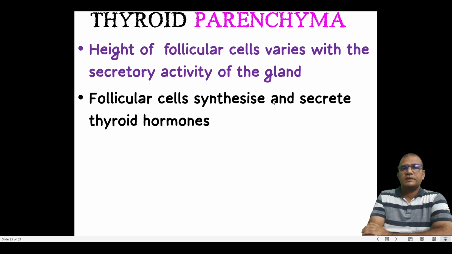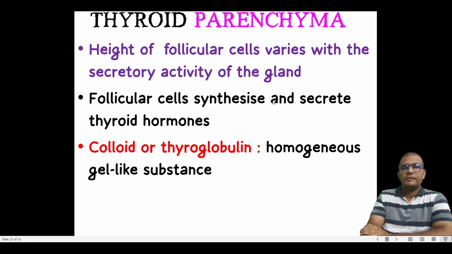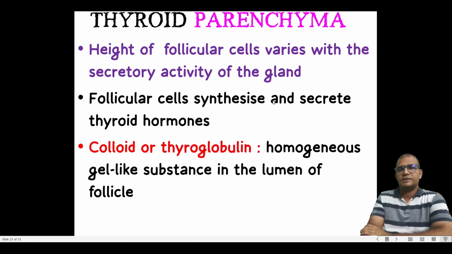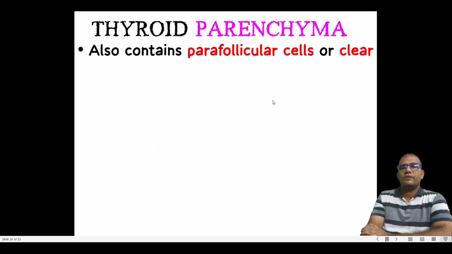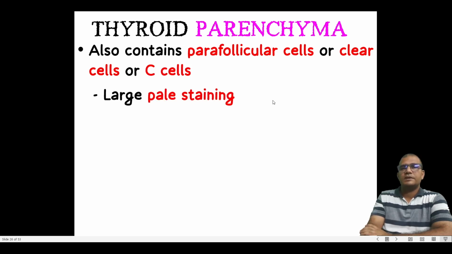The follicular cells synthesize and secrete thyroid hormones. Because this is a part of the parenchyma, it will be secreting the hormone. What is colloid? It is a homogeneous gel-like substance which is present inside the lumen of the follicle. The hormone is stored in this gel-like substance. It is called colloid, or also known as thyroglobulin. Thyroid parenchyma also contains parafollicular cells or clear cells, which are also known as C cells. These are large pale staining cells with granular cytoplasm.